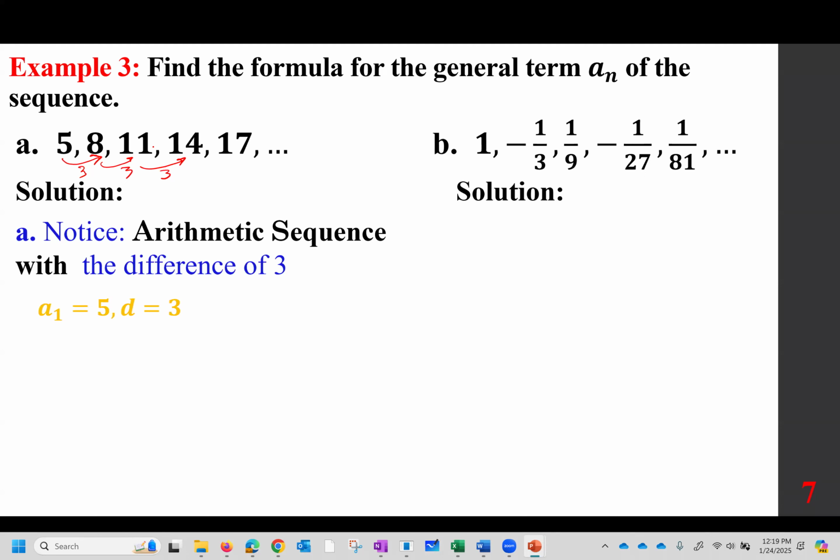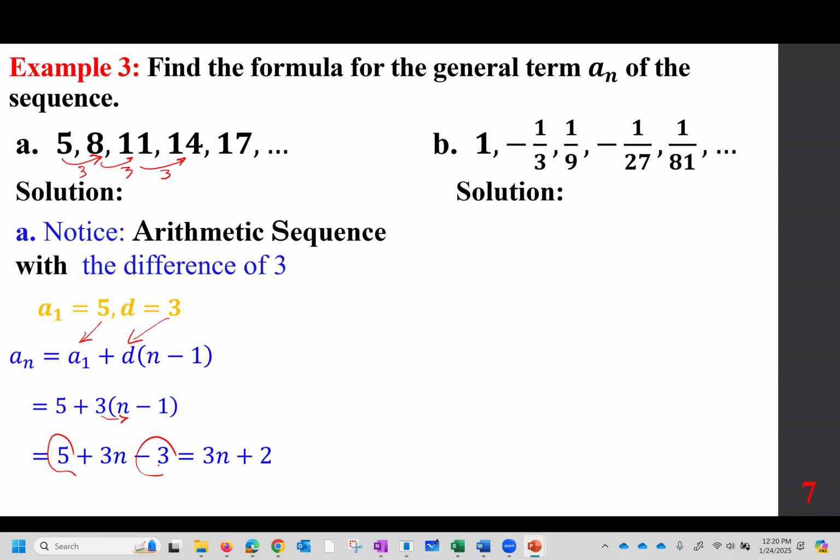So we use the general formula A sub n equals A sub 1 plus D times (n minus 1). And we replace the A sub 1 with 5 and D with 3. Distribute the 3, and we get 3n minus 3. And we combine these two, and the general term A sub n becomes 3n plus 2.